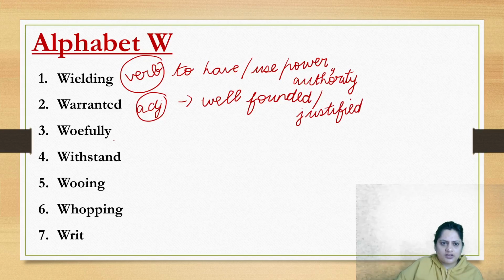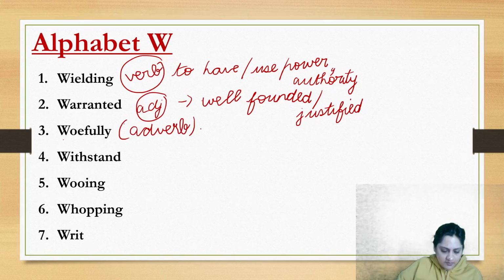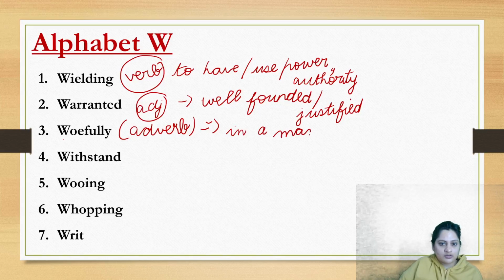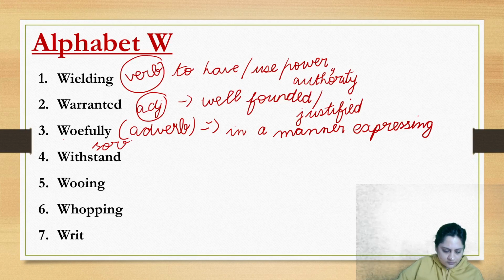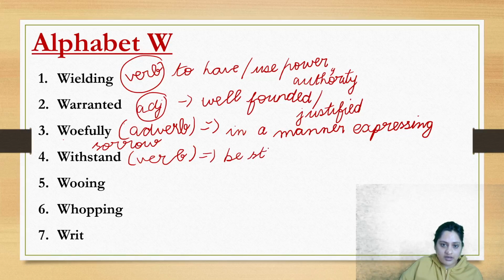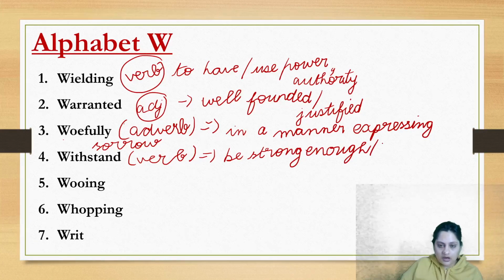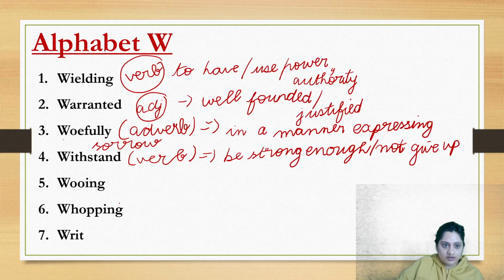Woe, guys, is a word for sad, sorrow. So when we say woefully, used as an adverb, it means in a manner expressing misery, sorrow, sadness. Withstand, you use it as a verb, meaning be strong enough, not give up. Withstand the difficulties. You don't give up, you don't quit, you are strong enough.